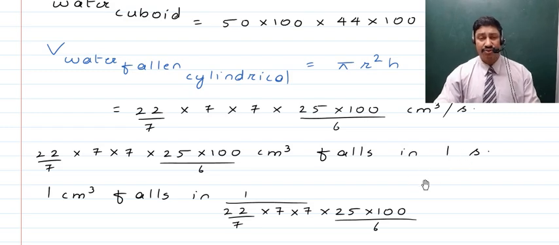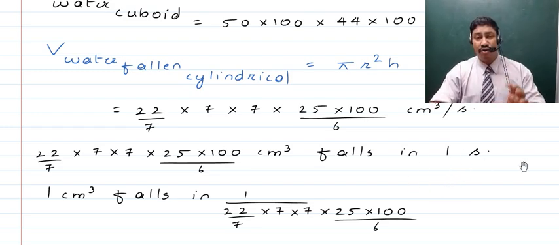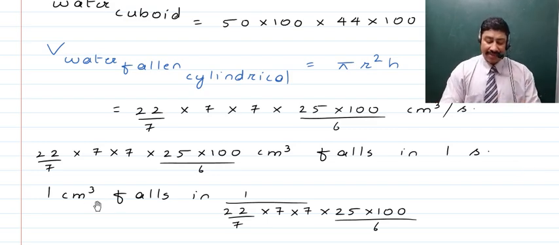As further in times to come, we require to find out the time in which the level of water rose by 21 centimeter, right? So now, as in unitary method, we find for 1 centimeter cube, it will fall in how much time? That will be right upon left. So we have 1 divided by 22 upon 7 into 7 into 7 into 25 into 100 divided by 6.